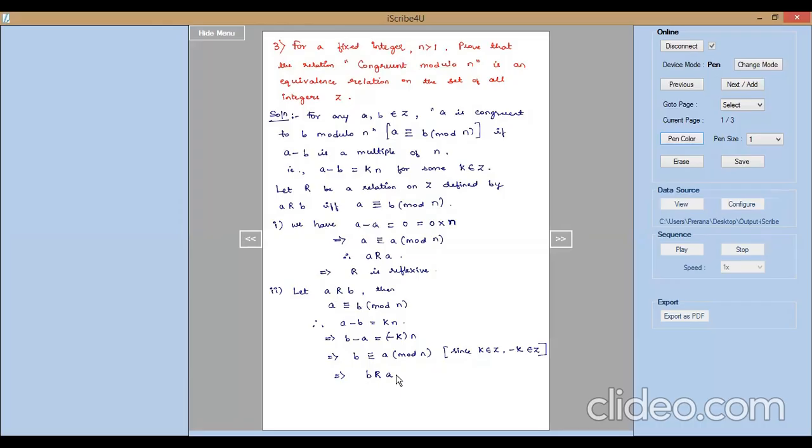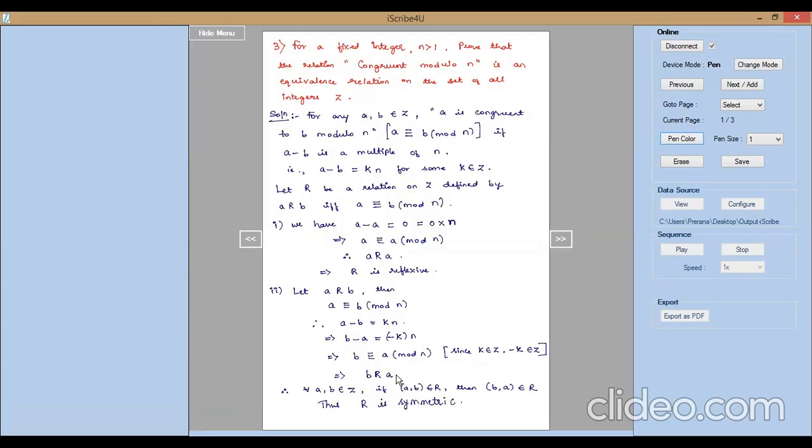We'll write down the same thing. Therefore, for every A, B belonging to Z, if the ordered pair (A, B) belongs to R, then (B, A) also belongs to R. And thus, R is symmetric.